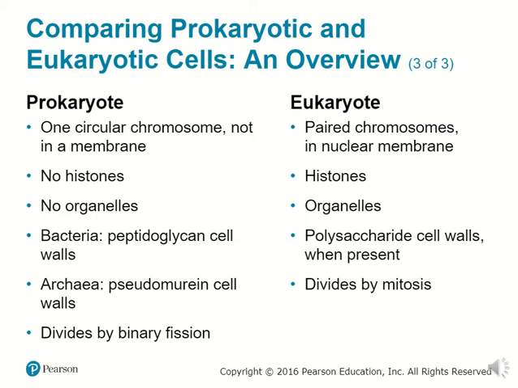Eukaryotes have paired chromosomes in a nuclear membrane, so they are wrapped. And histones are used to help pack that genetic material tightly. Eukaryotes have organelles that have defined functions in specific parts of the cell, as opposed to a prokaryote doing everything in any part of its cell. The cell walls, if they are present, like in the case of plants, are made out of polysaccharides, and they divide by a process called mitosis instead of traditional prokaryotic binary fission.